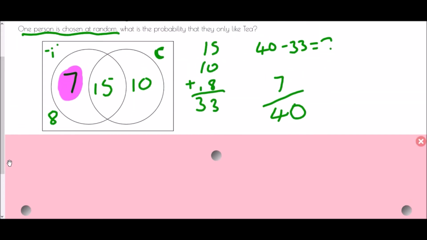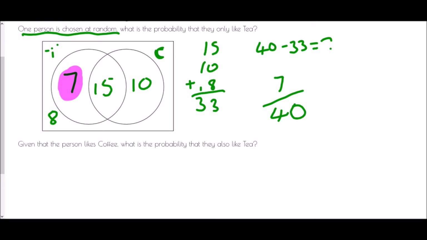Now the second part of our question is what makes this an advanced question. It is this phrase at the front, given that. Given that the person likes coffee, what is the probability that they also like tea? Now the phrase given that means that we are limiting what we are actually looking at. We've been told that the person must like coffee.